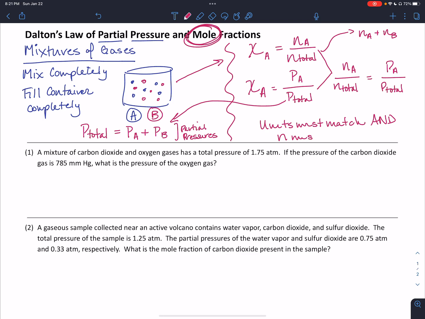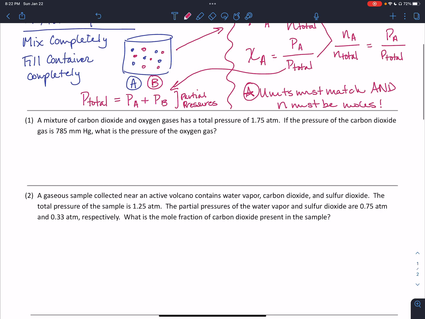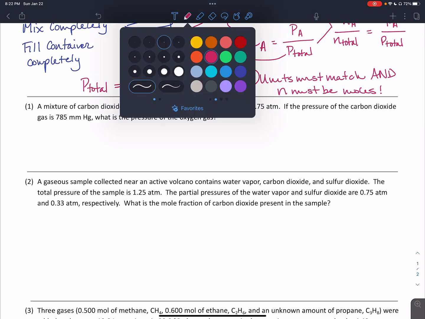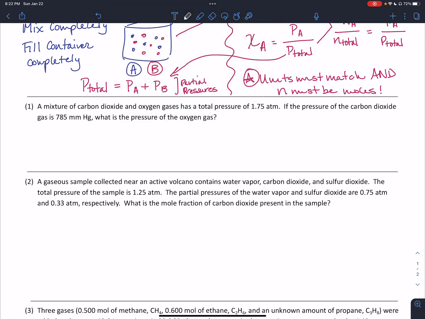N must be moles. All right, so make sure that you're watching out for those units when you work these problems. All right, so let's slide down to problem number 1. We're going to try this one. This should be a simpler partial pressure problem.